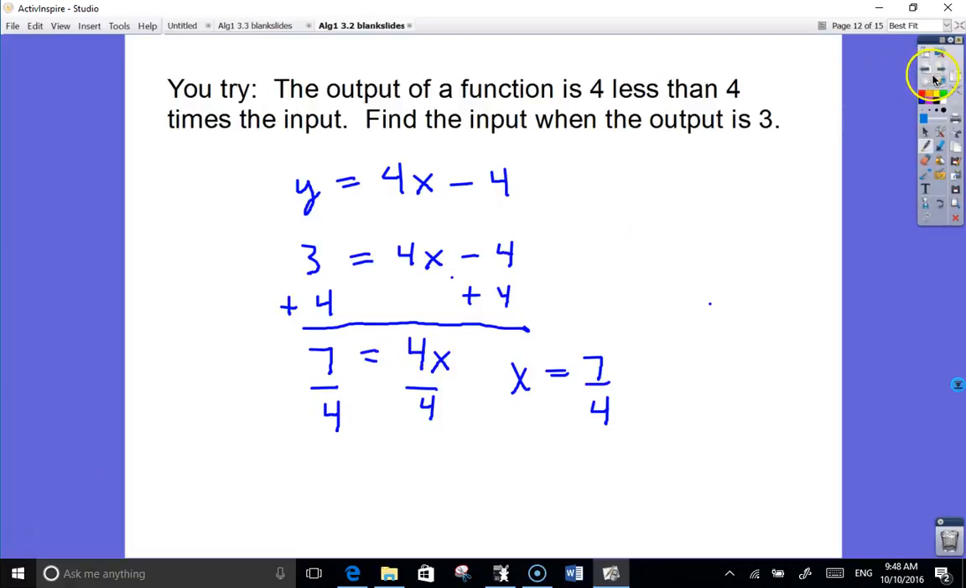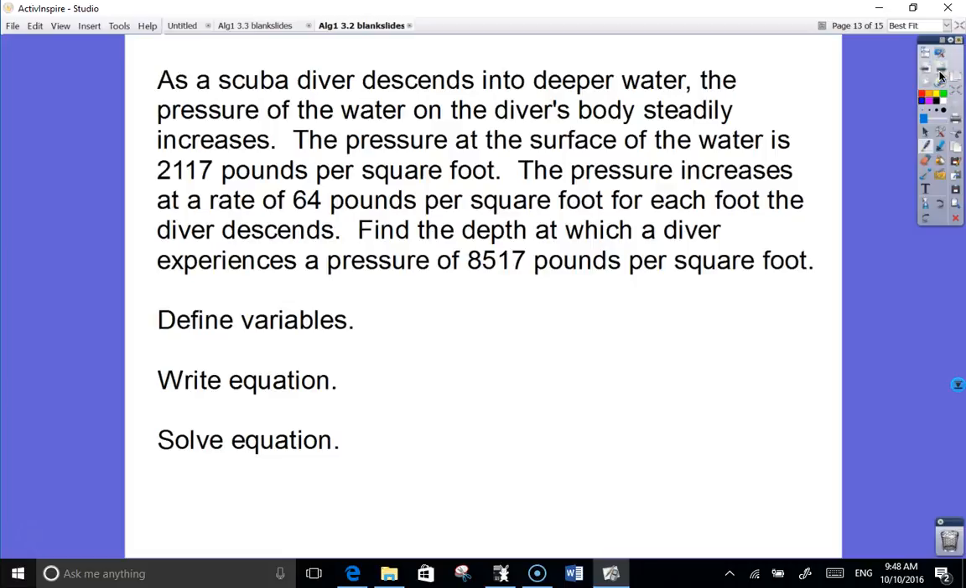Okay, I think I got one more. Okay, this is our word problem. This is our real. Anybody do scuba diving here? No. You're living right next to the water? You want to do scuba diving?